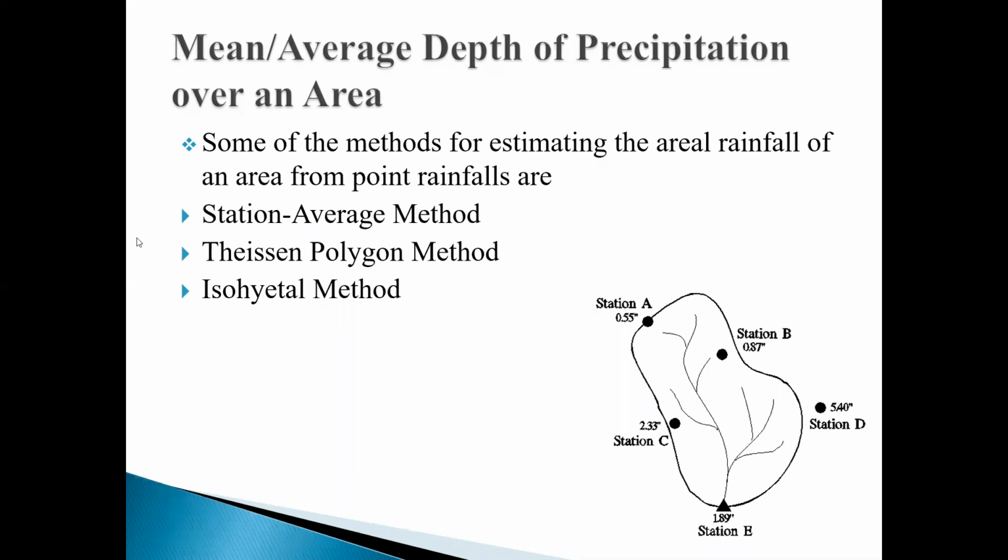These are the methods. The first one is the station average method, the second one is the Thiessen polygon method, and the third one is the isohyetal method. These things we shall take up in the next class.